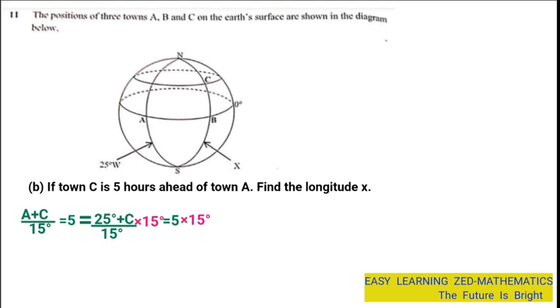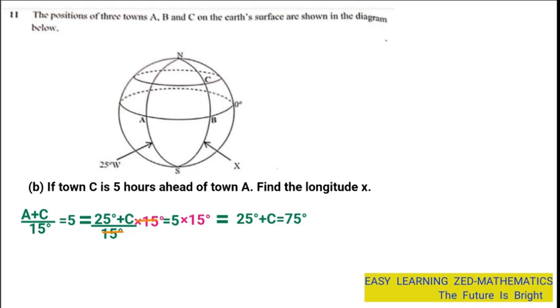Now as you can see, 25 plus C over 15 degrees is multiplied by 15 degrees, as well as 5 is multiplied by 15 degrees. Once we do that, the 15 down and the 15 on top cancel each other. Then we remain with 25 degrees plus C is equal to 75 degrees, because when we multiply 5 by 15 degrees, it gives you 75 degrees.